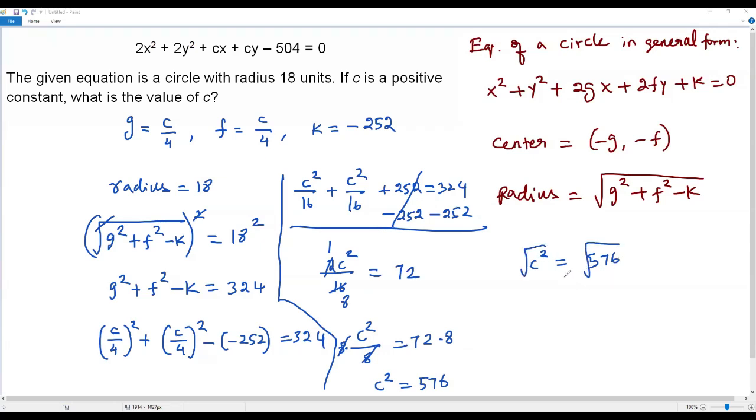In an equation, when I take the square root on both sides, for one of the square roots I have to consider a positive or negative sign. So I consider a positive or negative sign for the square root on the right side. Here the square root and the square cancel out. I am getting c = ±√576, and the square root of 576 is 24. So I'm getting two values for c: one is positive 24 and the other is c = negative 24. The question clearly says c is a positive constant. Since c is a positive constant, we can reject the negative value. Therefore, the value of c is 24.